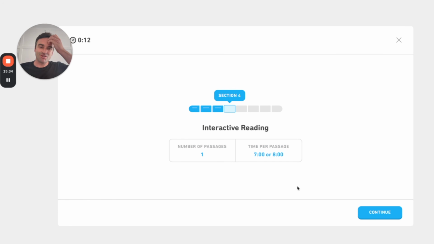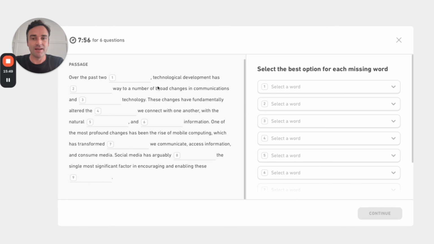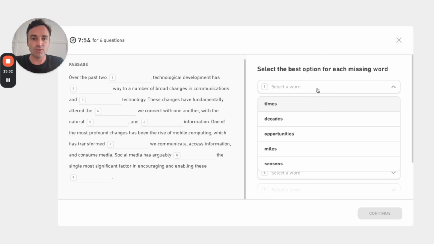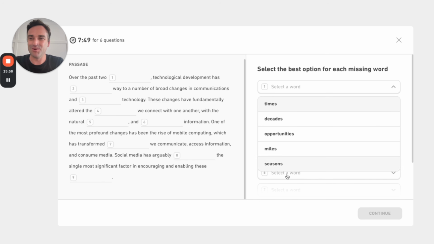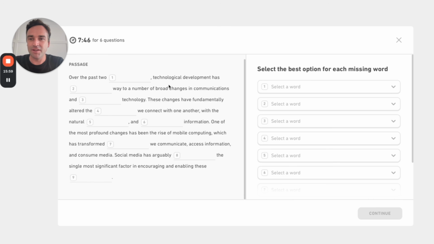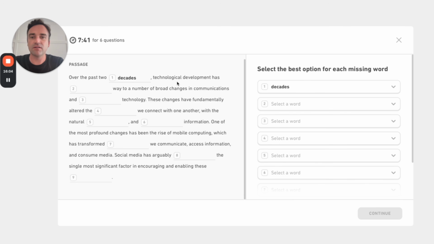Okay, now moving on to section 4, which is called interactive reading. On the practice test, you get this once, but on the official exam, you'll get 2 passages, so keep that in mind. This is part 1 of interactive reading, where you have to fill in the blanks by selecting a word. Similar to read and complete, but a bit easier because, well, they give you the words to choose from.